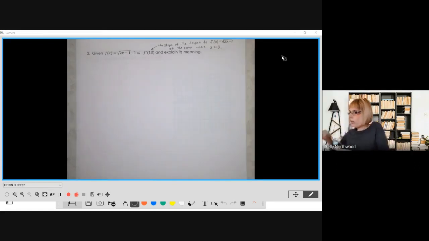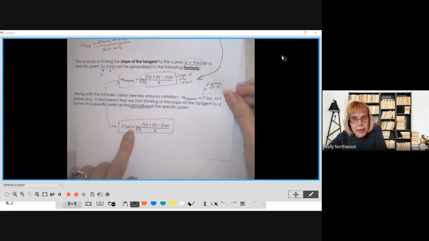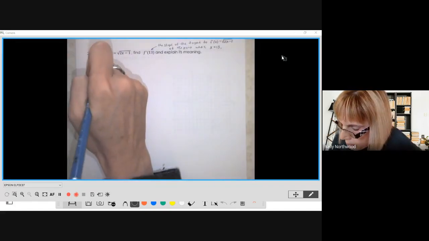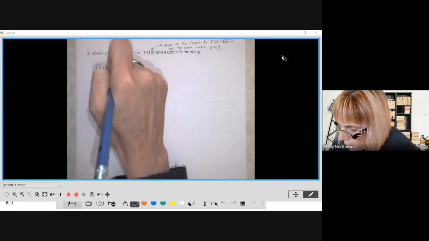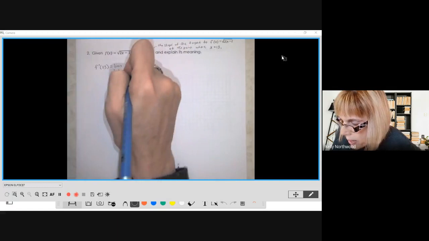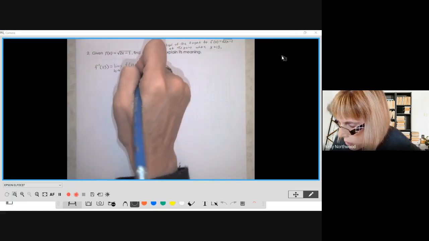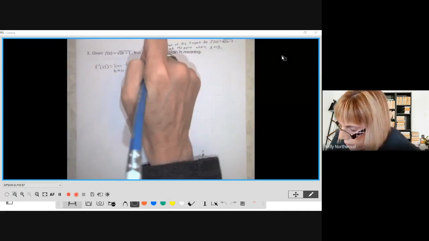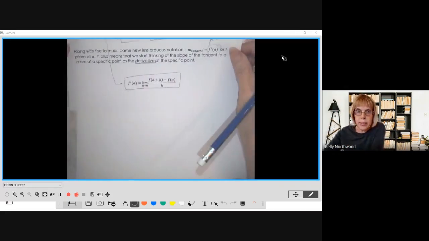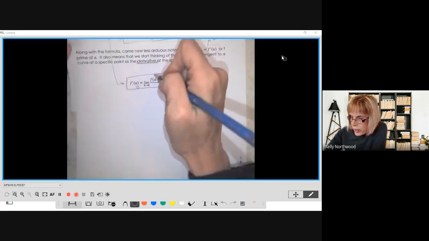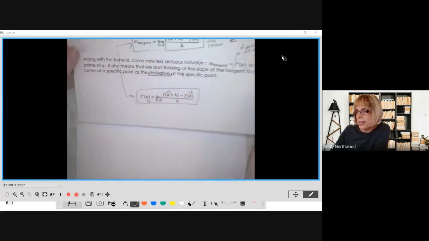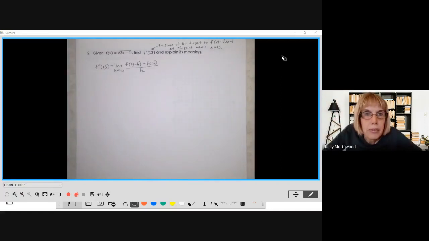I'm going to choose to use this formula that already has f prime at a number in it. So f prime at 13 equals the limit as h approaches 0 of f at 13 plus h, since a is 13, minus f at 13, over h. I'm just following this formula exactly as it looks, but replacing each a with the number 13, because a represents the number that x equals. Everybody okay there?